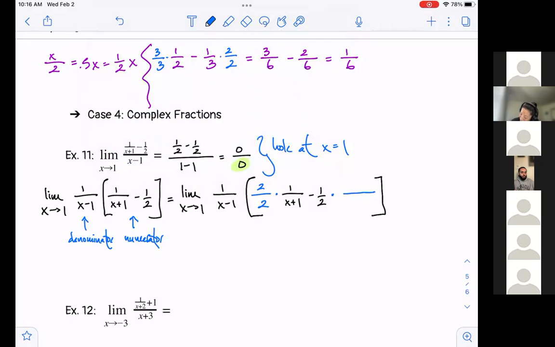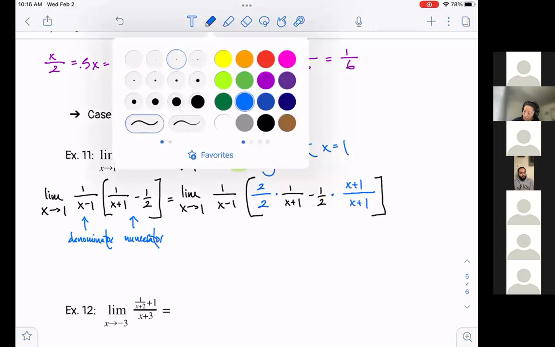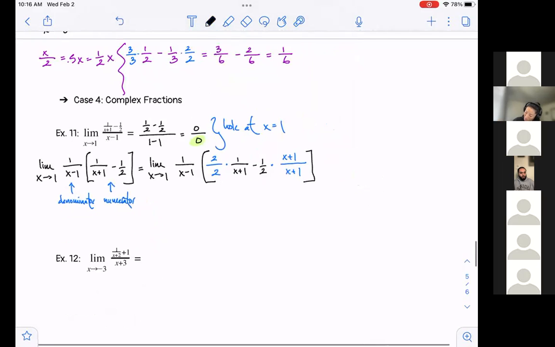Great. All right, I see what you mean, Kelvin. We've got the x plus 1 over the x plus 1 is what we want to multiply. Wonderful. All right, so now we're going to go ahead and simplify this.